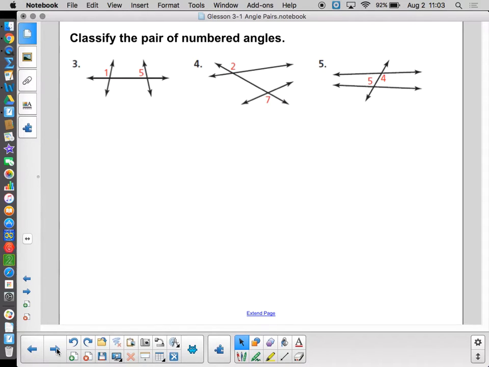Classify the numbered pair of angles. So again, we look at this and say, okay, what name is associated? 1 and 5. Well, I look at that. 5 is interior, 1 is exterior. So it's not consecutive interior, not alternate interior, not alternate exterior. They're both in the upper left corner. That's corresponding.